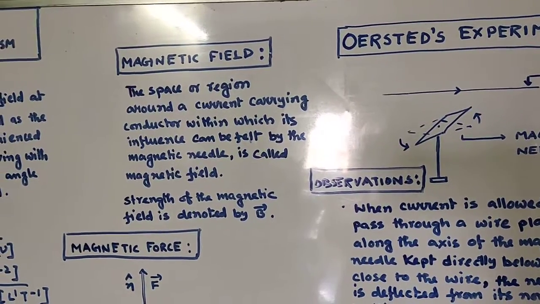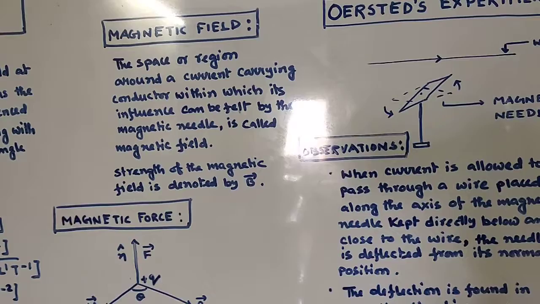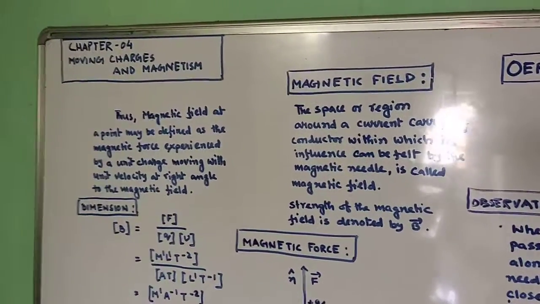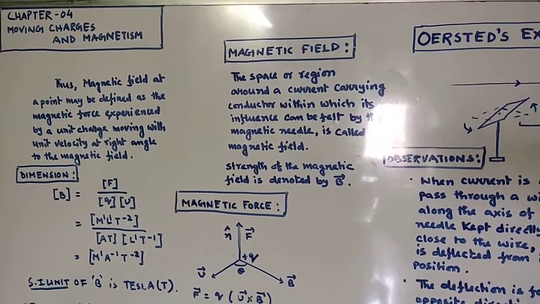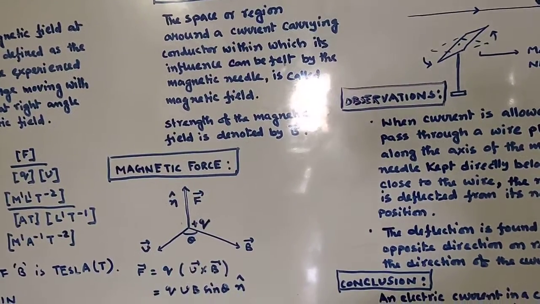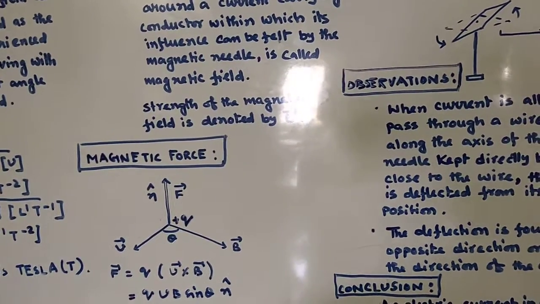The strength of the magnetic field is denoted by the B vector. So B is the symbol by which we specify the strength of the magnetic field. Now as the chapter is moving charges and magnetism, here moving charge is nothing but the current. So next is magnetic force. We have said that there is a magnetic field whenever there is a current.